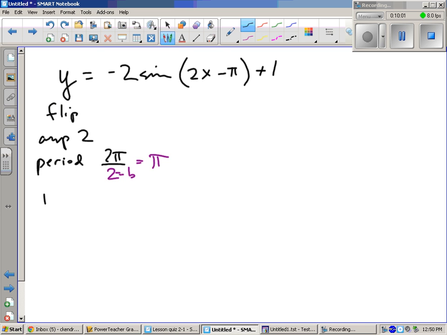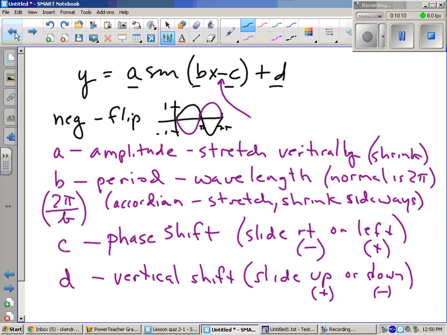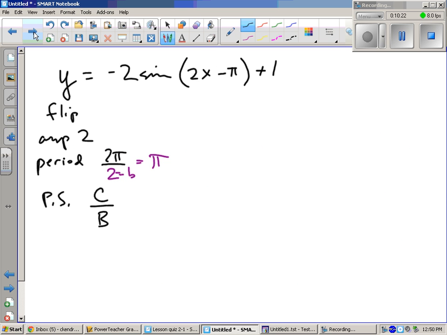Our C, which is our phase shift, you take C over B. Now I don't think I wrote that in the previous part. Let's do that. So right here, I want you to put C over B because we have to make sure the B, if it's different, it affects the slide, left and right. So C over B, in our case, here's your C, pi, not just 1, over B, which is 2.